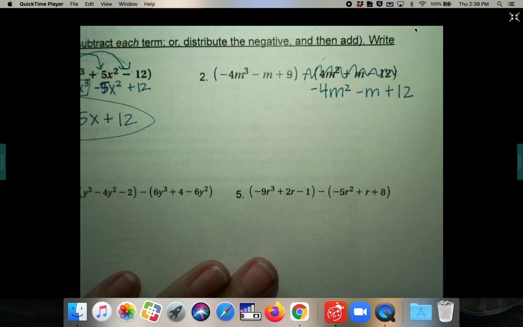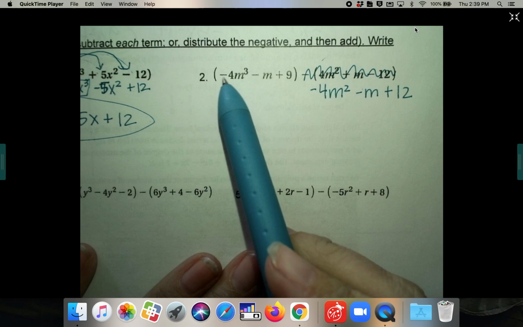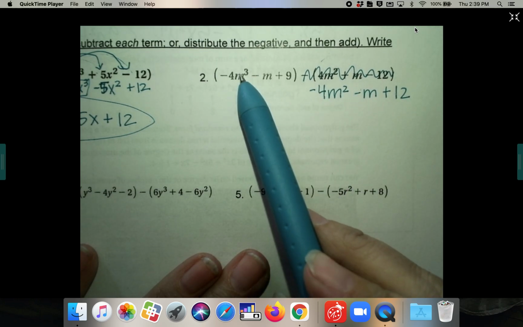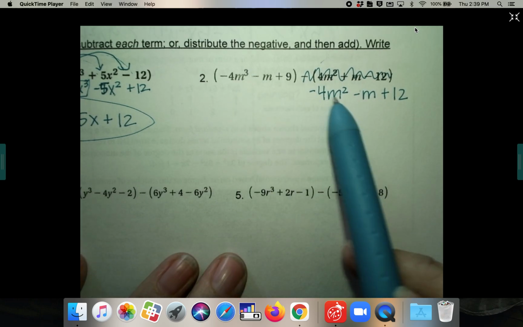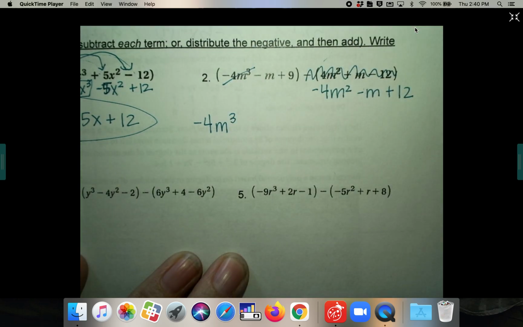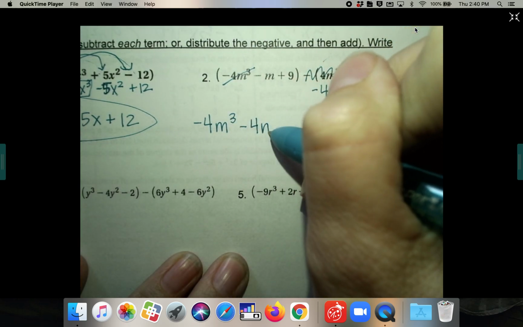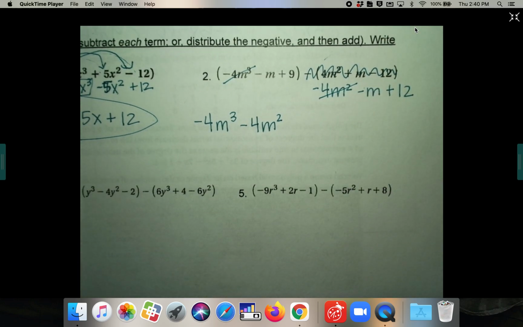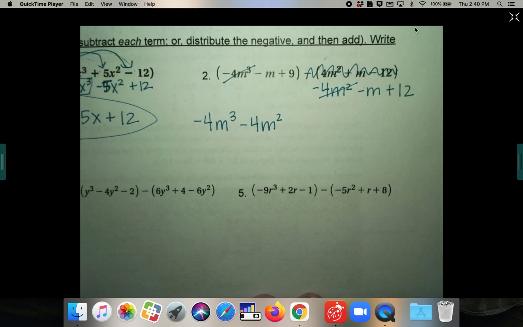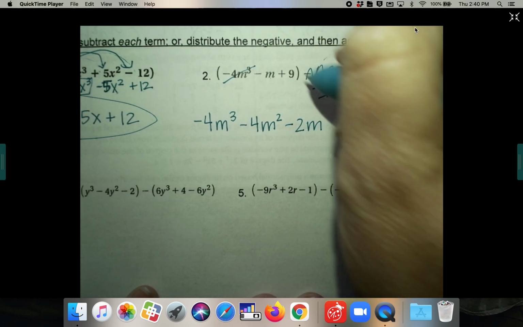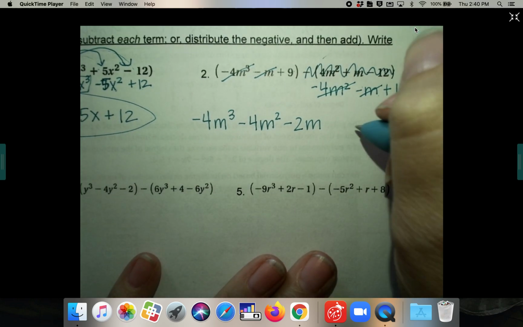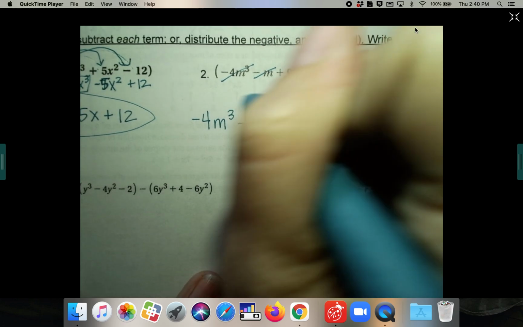Now we can add them to get the like terms. So we have negative 4m to the third and negative 4, nope, this one's squared. That is not a like term with this one, so we're going to have to leave these separated. So negative 4m to the third is its own. Negative 4m squared would go next, it's its own. Negative 1m minus another 1m, minus 1m plus minus 1m is minus 2m. So I can cross those off. And then 9 plus 12 is 21, positive 21. So you can put plus 21.